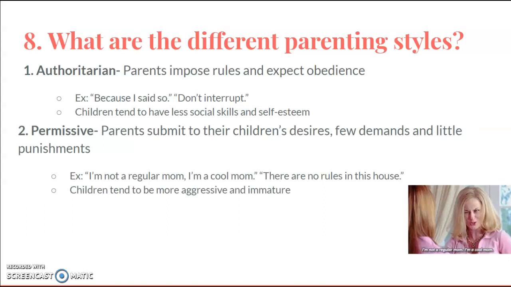The second type is permissive parenting. Generally speaking, if we're talking about communication, this is where communication is high from child to parent, as in the child kind of dictates what's going on, as opposed to the parent dictating the behavior and the rules. So there's high communication from child to parent, but not a lot from parent to child. This is where parents submit to their children's desires. There are very few demands and very few, if any, punishments.